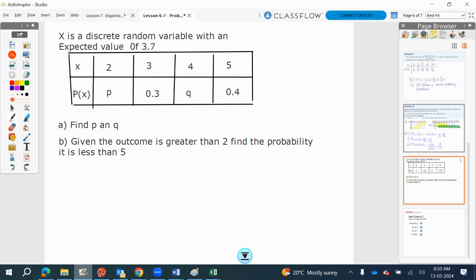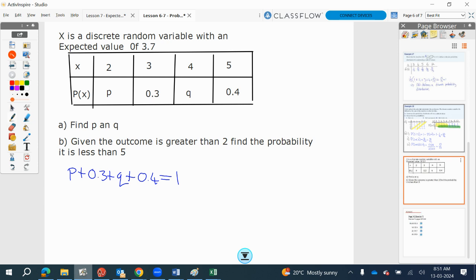What's the main concept I've introduced today? Expected value. What's the main concept I've introduced today? Everything equals 1. What equation can I make with that? P plus 0.3 plus Q plus 0.4 equals 1. Excellent.